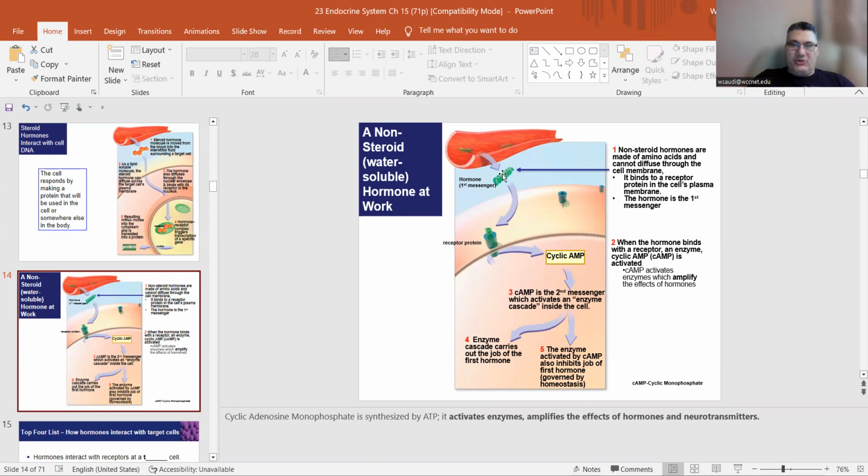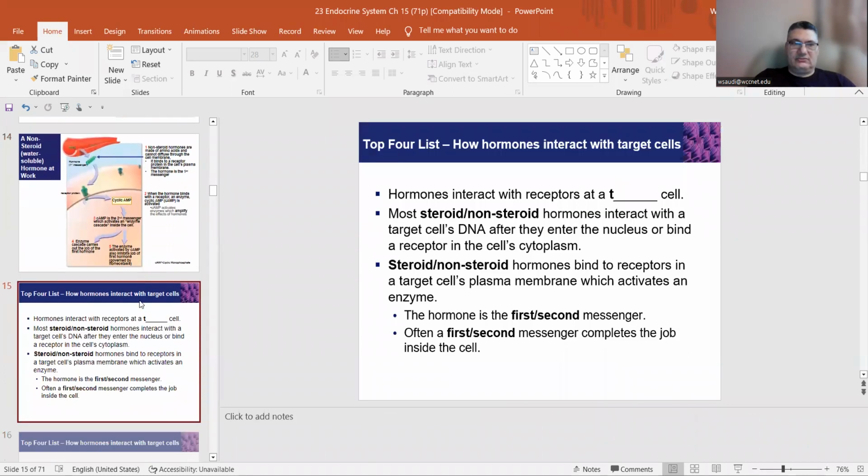Okay, non-steroid hormones have to interact with the receptor, and the hormone is considered the first messenger. The receptor responds by secreting the second messenger, cyclic AMP. Cyclic AMP is going to activate enzymes inside the cells, and these enzymes are going to do the job, producing the desired protein.